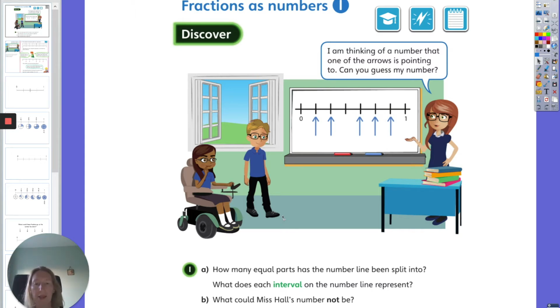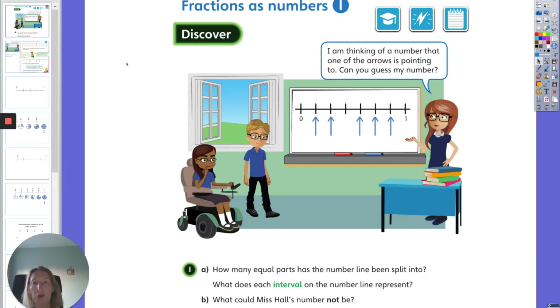And then the question is, how many equal parts has the number line been split into? What does each interval on the number line represent? So when you're looking at that number line, what do these intervals, the little black lines, represent? And then what could Miss Hall's number not be? And what could Miss Hall's number be?